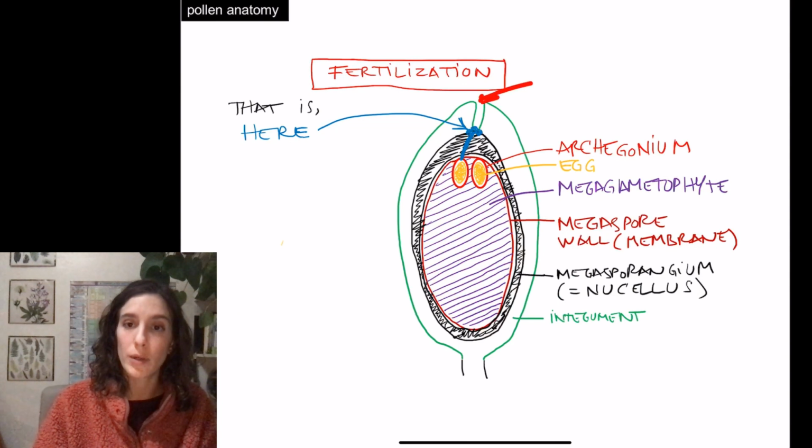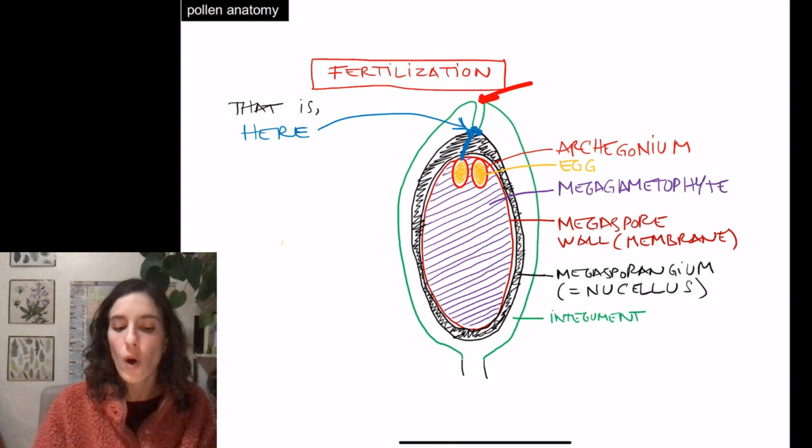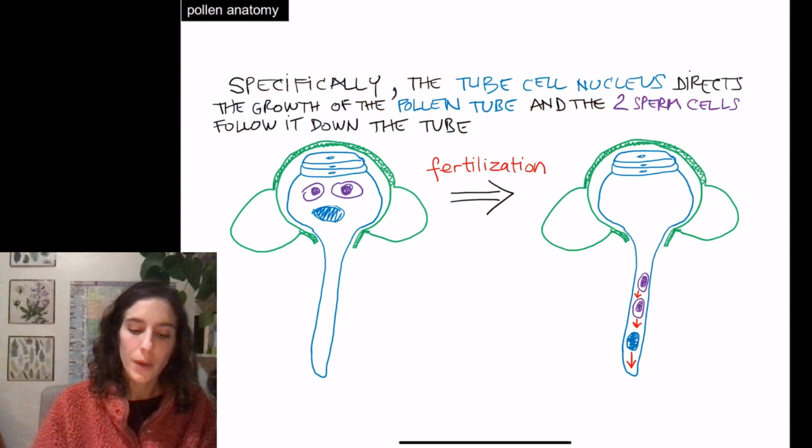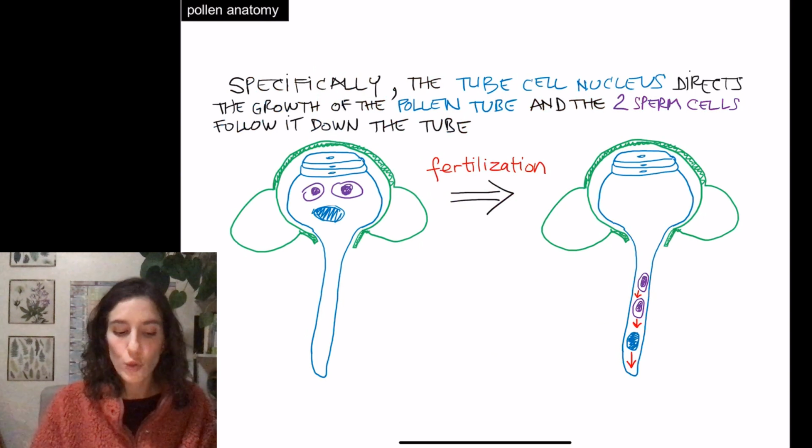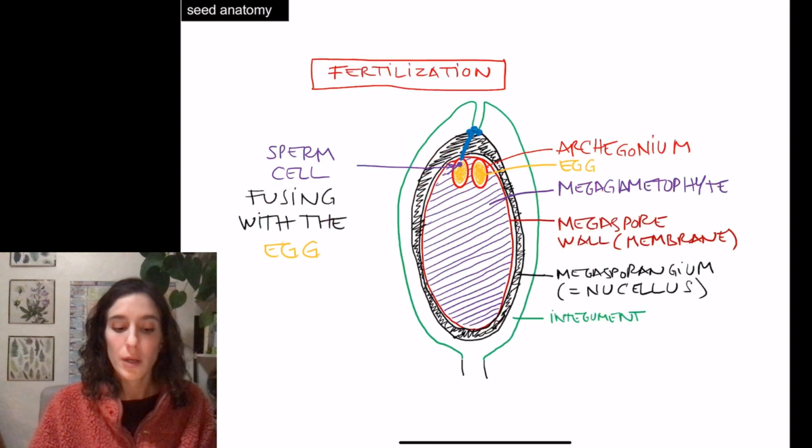This tube starts to form only once it has come into contact with this ovule. So once there, the tube cell nucleus will direct the growth of the pollen tube, and then the 2 sperm cells will follow it down that tube. And then there you go. The sperm cell can fuse with the egg cell, which is inside of the archegonium.